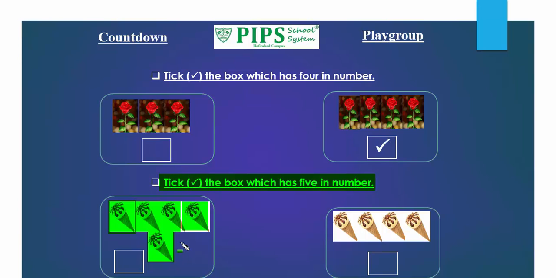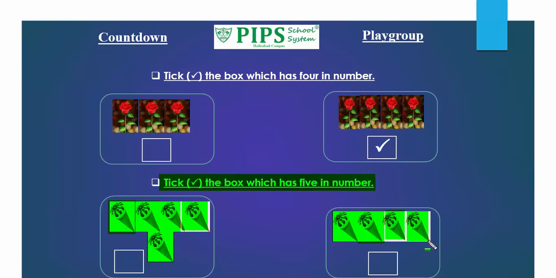How many ice creams are there? These are 5 ice creams. Let us count how many ice creams are in the second box. 1, 2, 3, 4. These are 4 ice creams.